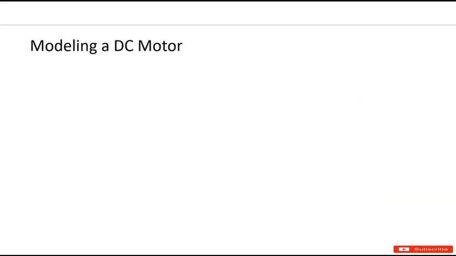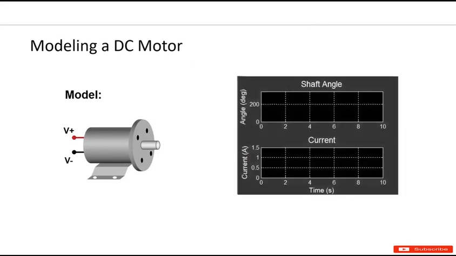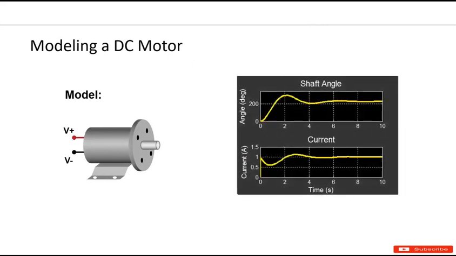So now let's see an example of how basic Simscape can be used for modeling a DC motor. A DC motor is a machine that converts electrical energy into mechanical energy. You provide an input voltage to it, and then the voltage is converted to an equivalent torque, which is then used to move something or rotate something and so on. So you're converting electricity into mechanical motion.